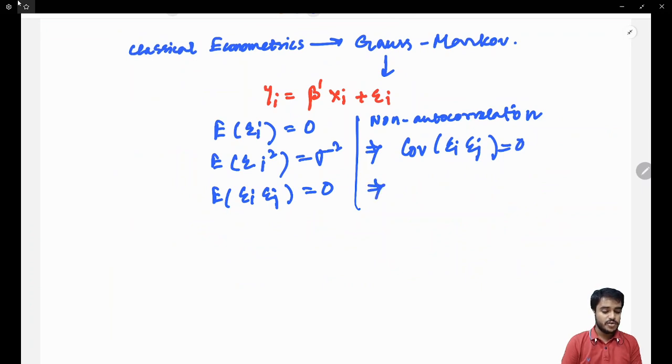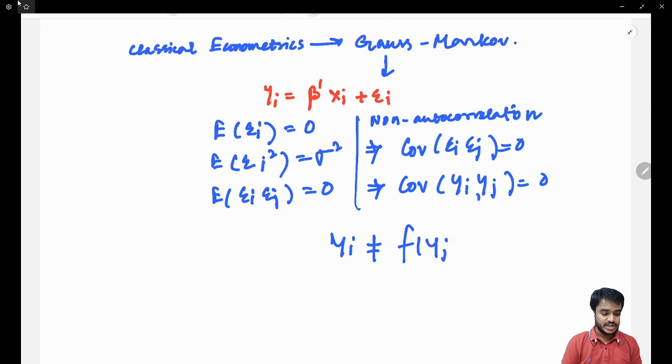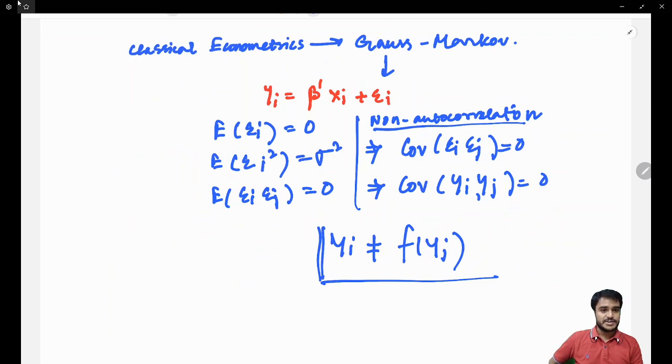Obviously, that means covariance between yi and yj is 0, meaning yi has no effect on f of yj. So there is no autocorrelation relationship present. There is no relationship between the consumption pattern of region i and the consumption patterns of region j. This means no spatial dependence.